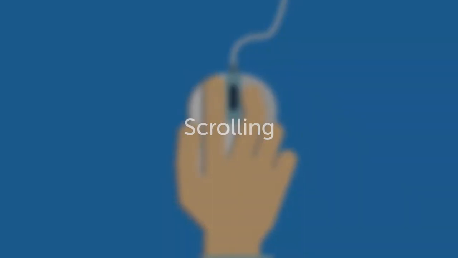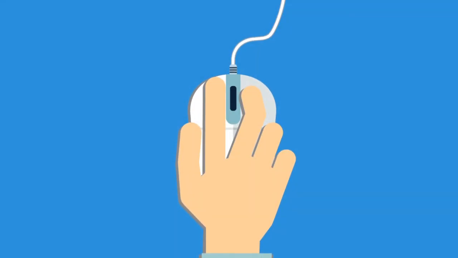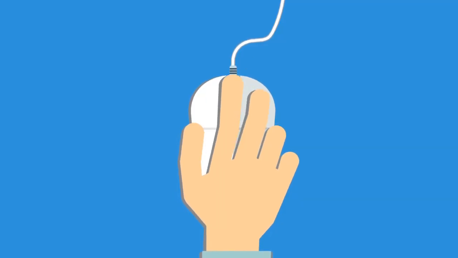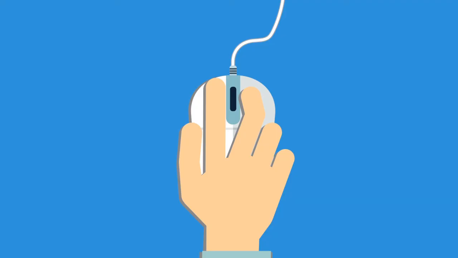Scrolling. Scrolling is a way to move up and down on your computer screen. You can scroll by rolling your scroll wheel up and down or by clicking the up and down arrows in the scroll bar.